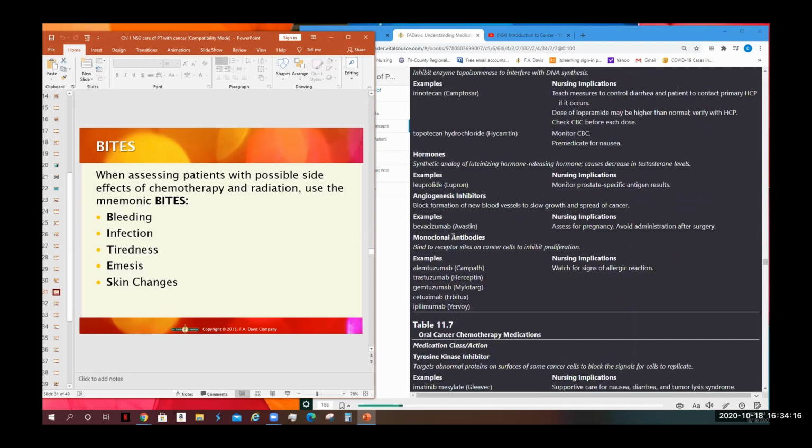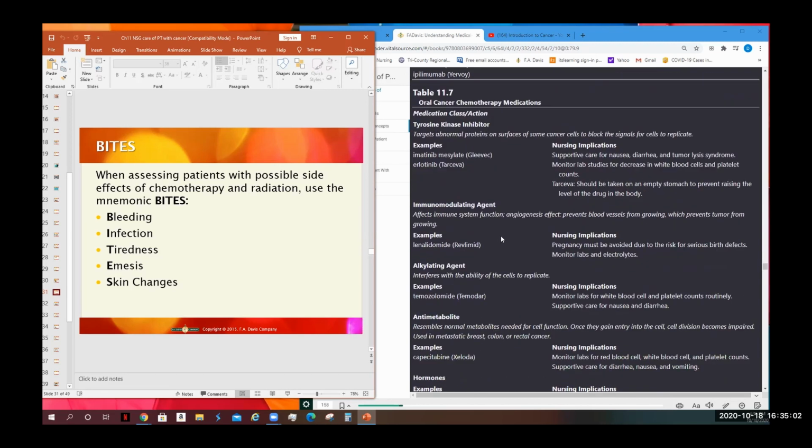Also, sometimes what's given is monoclonal antibodies, and these bind to receptor sites on cancer cells to inhibit proliferation. The examples include alemtuzumab, also called Campath, trastuzumab, also called Herceptin, gemtuzumab called Mylotarg, cetuximab, also called Erbitux, and then ipilimumab, also called Yervoy. And for any of those, you'll watch for allergic reaction.